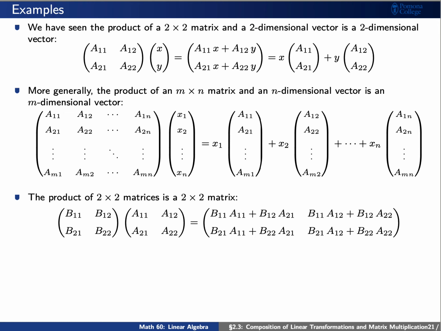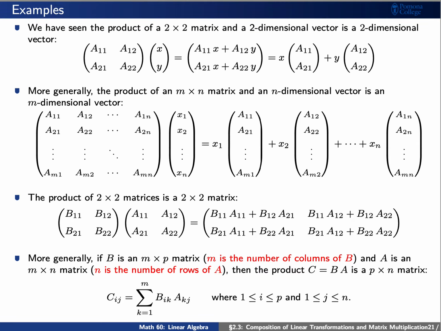The product of two 2 by 2 matrices is another 2 by 2 matrix. Just by using the formulas that we had on the previous slide, again the definitions, we can write out a very specific case as you see here on the screen. More generally, if B is a p by m matrix and A is an m by n matrix, then the product here should be a p by n matrix. You can see the expressions here in terms of the entries of this matrix B times A.